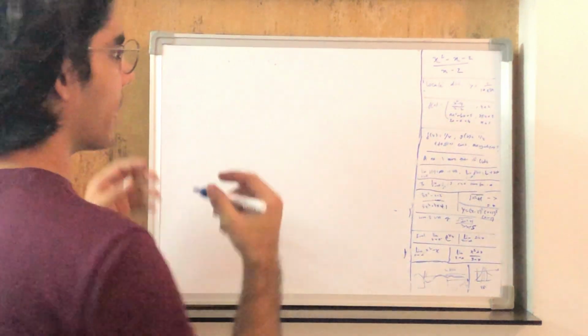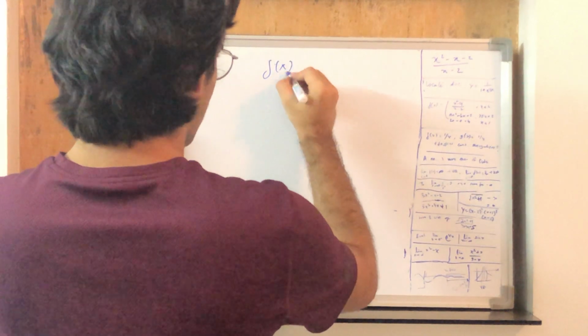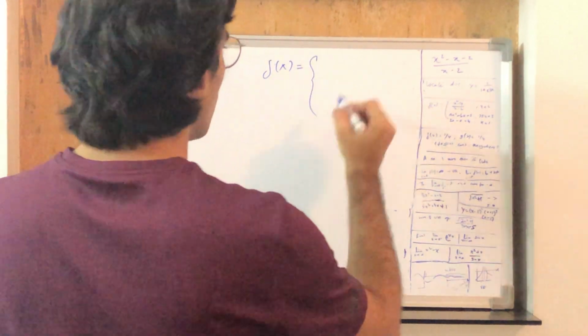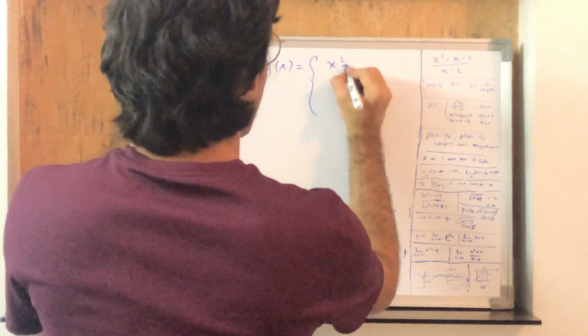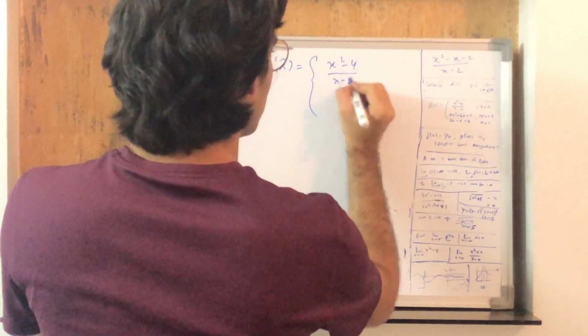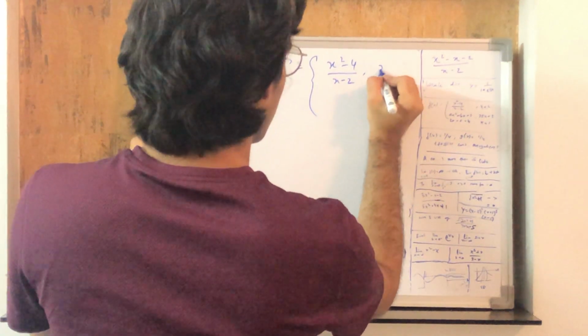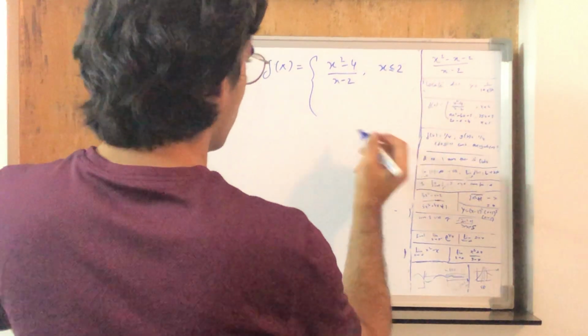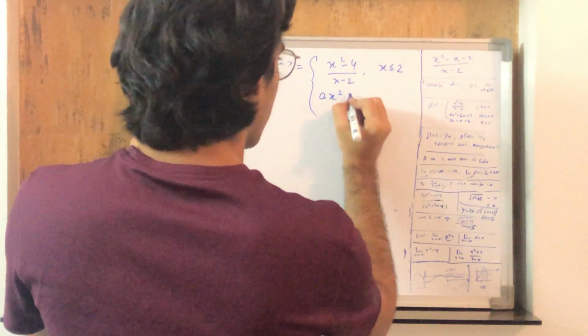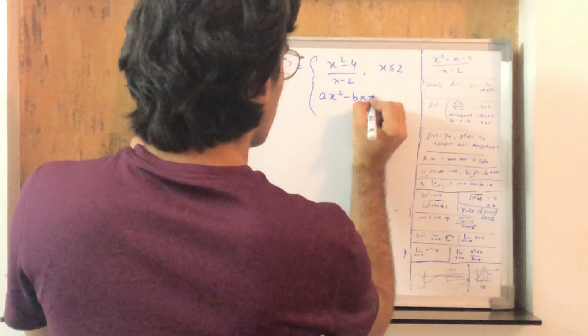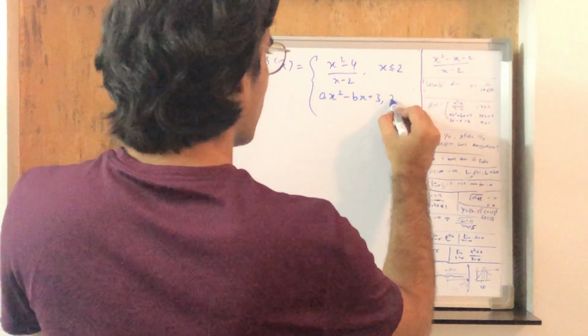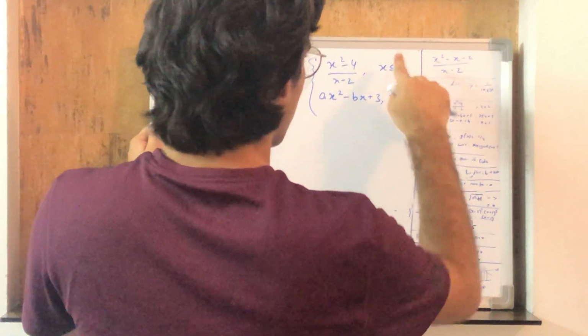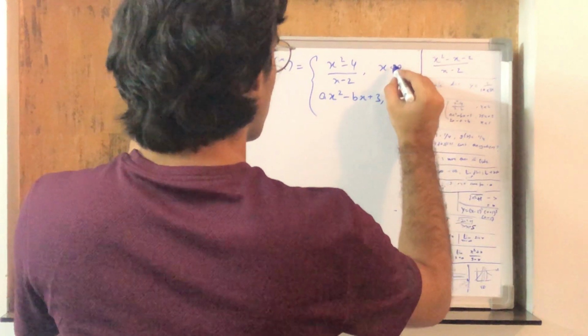Alright, so now we're going to go into one of my favorite questions. I have this f of x, which is a piecewise function. I have x squared minus 4 over x minus 2, and this is the value this function takes when x is less than or equal to 2. Then I have ax squared minus bx plus 3 when x is less than 2.